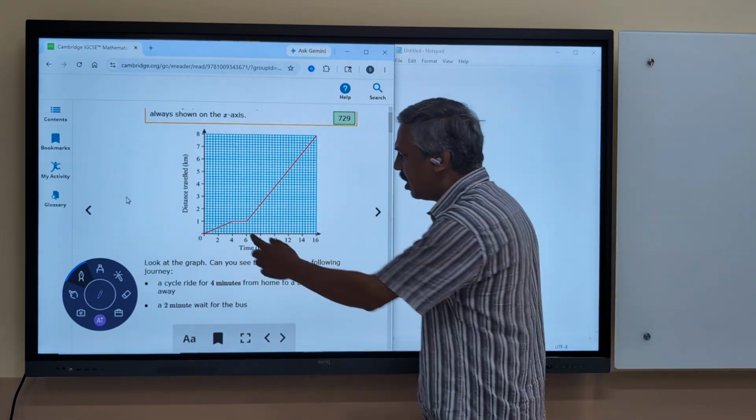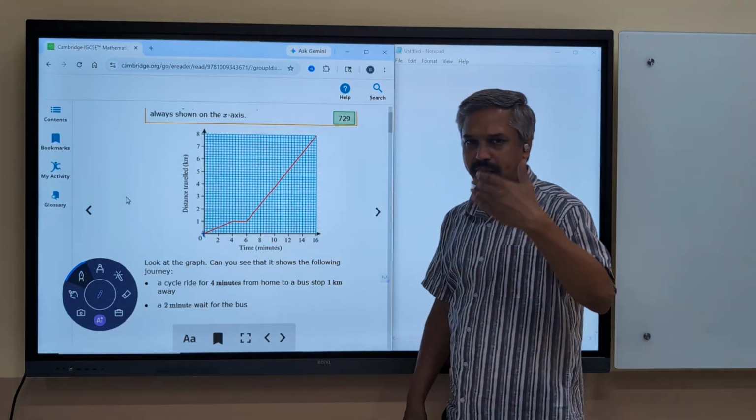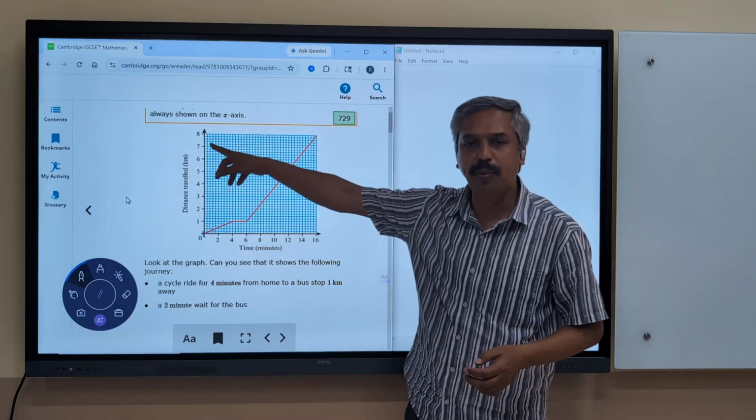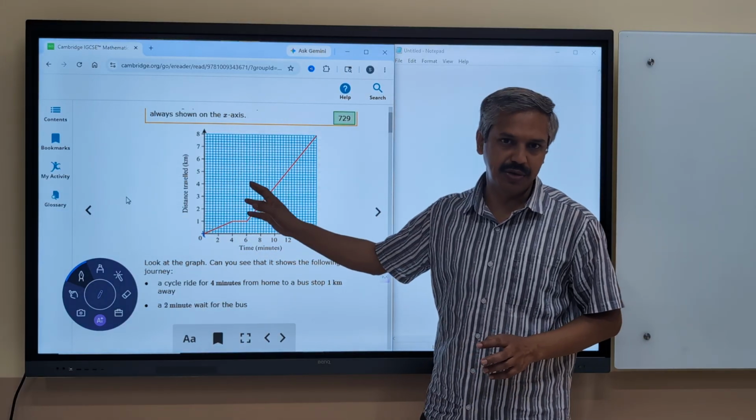What is the average speed? Total time is 16 minutes and total distance is 8 kilometers. So 8 kilometers upon 16 minutes will be 8 by 16, 1 by 2, 0.5 kilometers per minute. That will be the average speed of this motion.